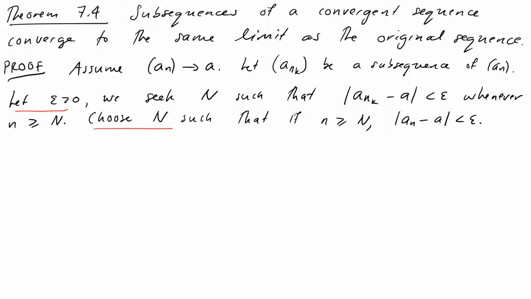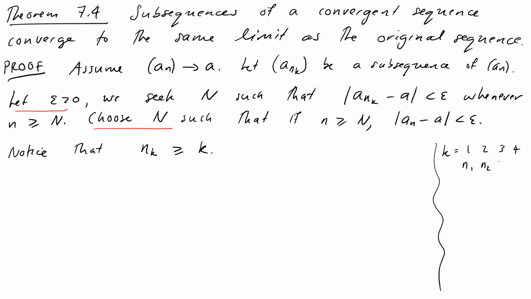Okay, so we've got to notice that n_k is greater than or equal to k. Why is this? Let's just draw a little table. Maybe I do need my little scratching area. Draw a table here, k equals 1, 2, 3, 4, and then we've got n_1, n_2, n_3, n_4 along here. The requirement on the n's is that they are an increasing sequence of natural numbers, and they can jump, whereas the k's can't.